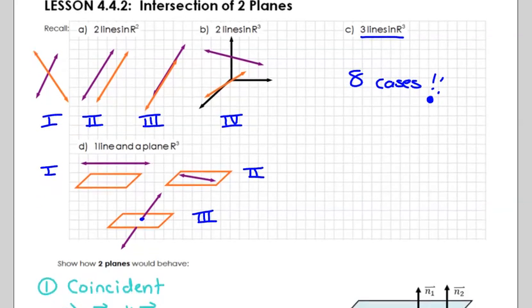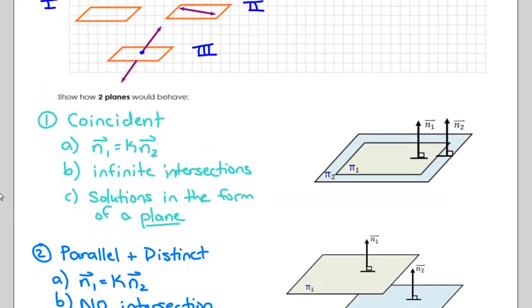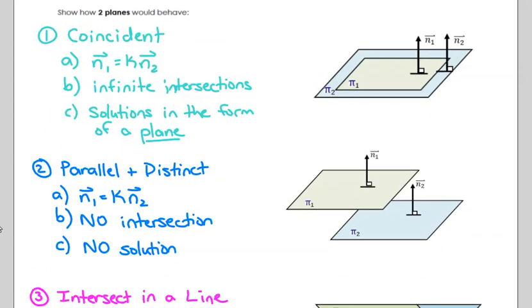Okay, so here are my fancy diagrams. The very first case, you can have them as parallel and coincident, where you have 2 pieces of paper or 2 planes and one lies right on top of the other. They're touching all the time. This one has an infinite number of solutions, an infinite number of times where they intersect each other.